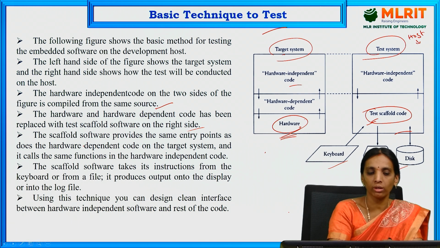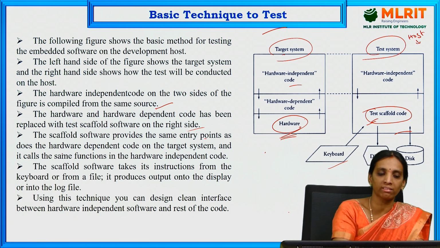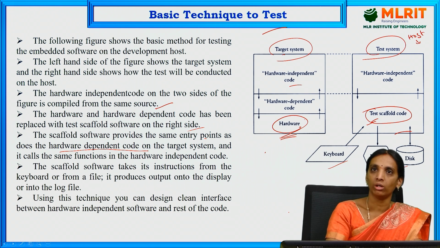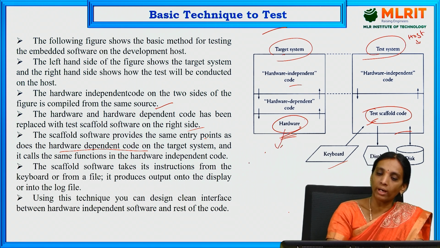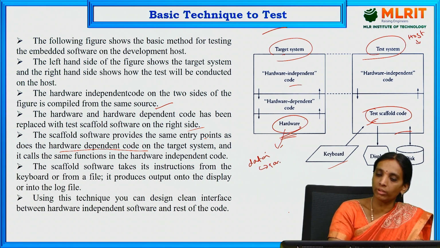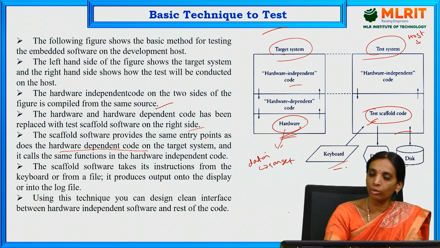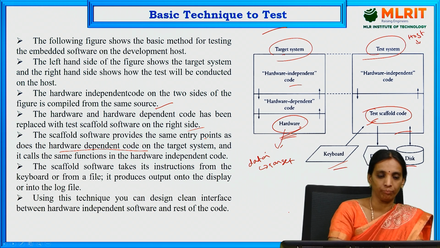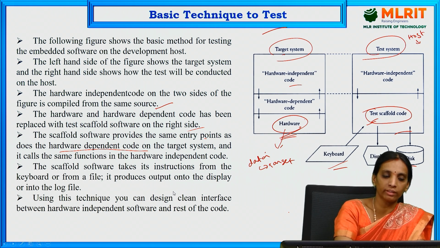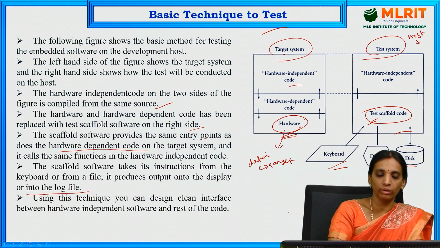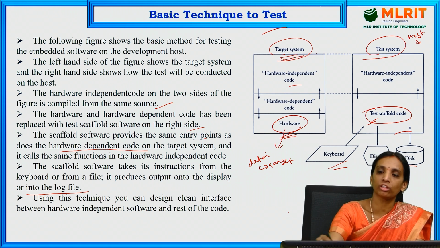The scaffold software provides the same entry points as the hardware dependent code in the target system. Whatever data is entered through the hardware dependent code in the target machine, the same data will be entered by the user in the host system, using the keyboard, disk or display. It produces output onto the display or into a log file. Using this technique, we can design a clean interface between the hardware independent software and the rest of the code. By using this method, we can easily check in the target system and in the host system.